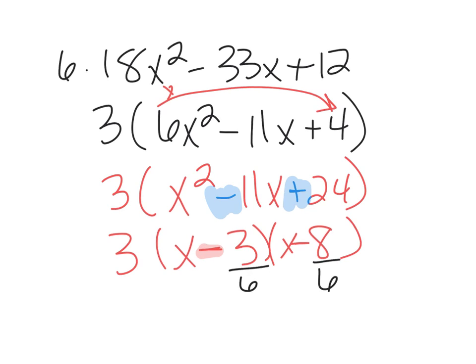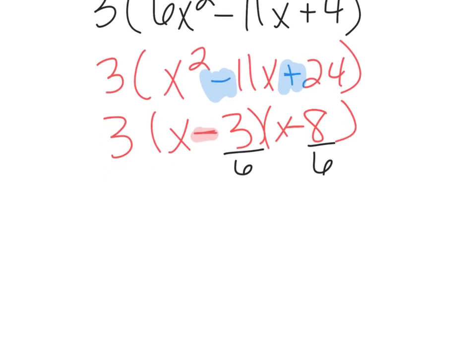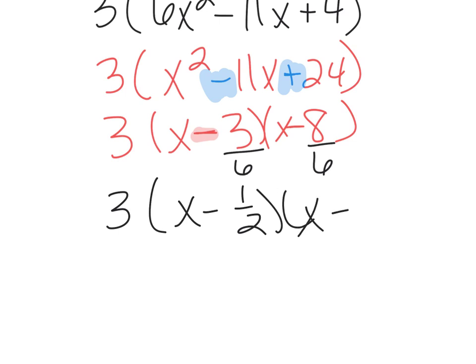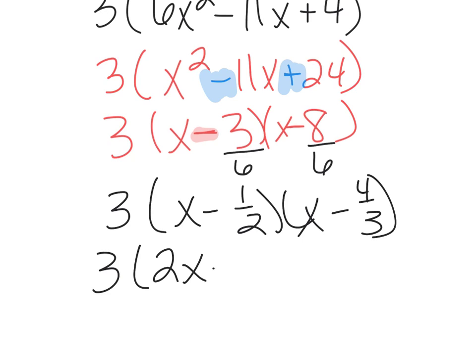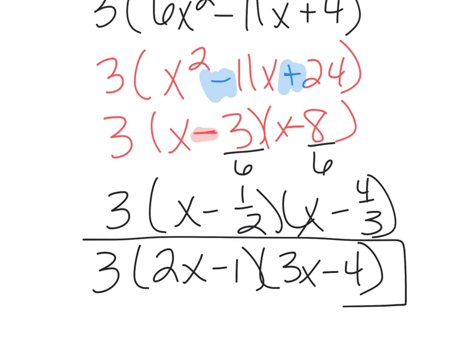And again, before I get my answer, to clear the denominators, I'm going to need to simplify. So this is negative 1/2, and that's negative 4/3. Now when I clear the denominators, I'm going to get 2x minus 1 times 3x minus 4, which is my answer. In this case, I think that worked out better, but like I said, it helps if you write the problem down correctly.